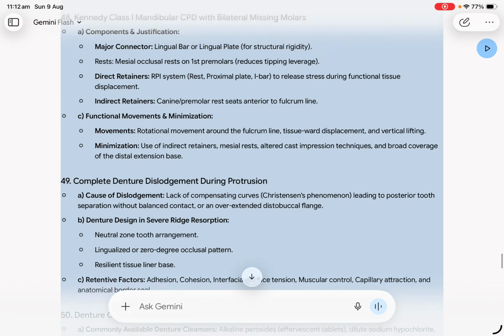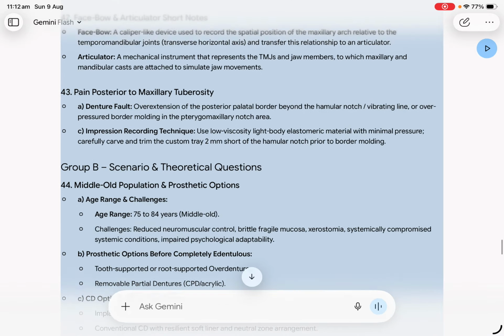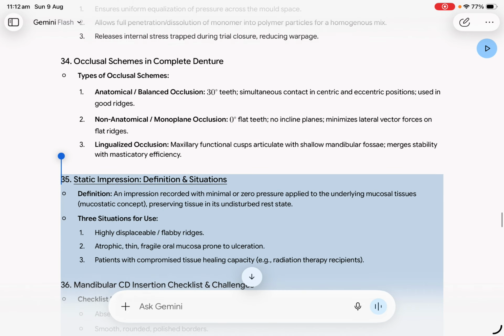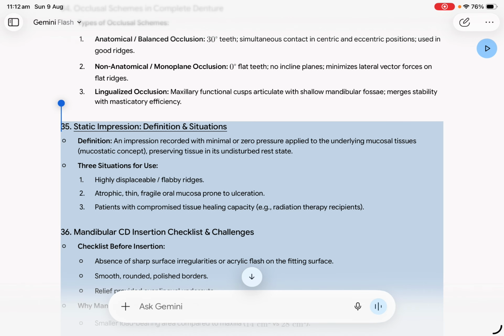35. Static impression, definition and situations. Definition: an impression recorded with minimal or zero pressure applied to the underlying mucosal tissues. Mucostatic concept: preserving tissue in its undisturbed rest state. Three situations for use: 1. Highly displaceable flabby ridges. 2. Atrophic, thin, fragile oral mucosa prone to ulceration. 3. Patients with compromised tissue healing capacity, for example, radiation therapy recipients.